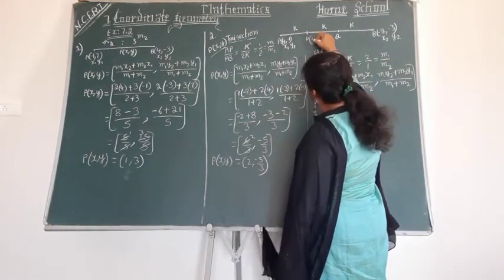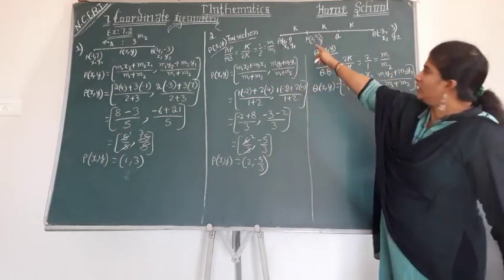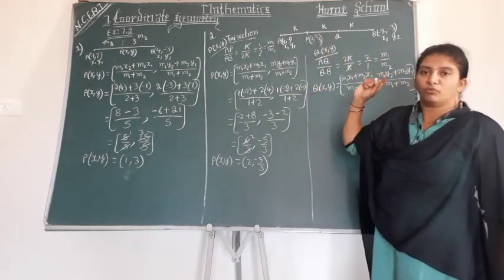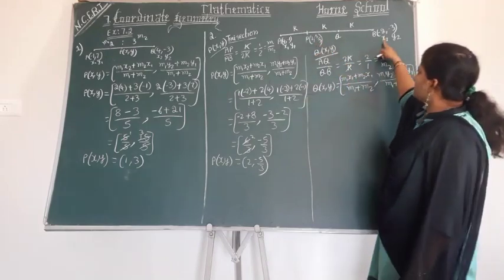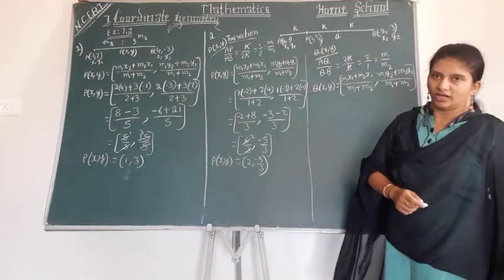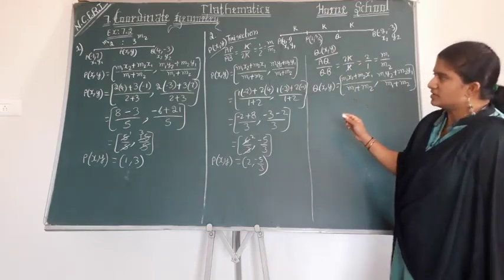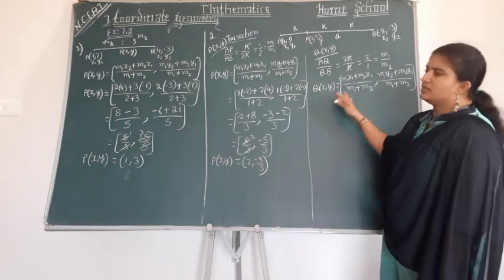We got the P coordinate 2 comma minus 5 by 3. If you want, you can do the direct midpoint formula, x1 plus x2 by 2, y1 plus y2 by 2, directly. You are going to get your Q coordinate. Or if you feel this method is easy, you can go with this method.